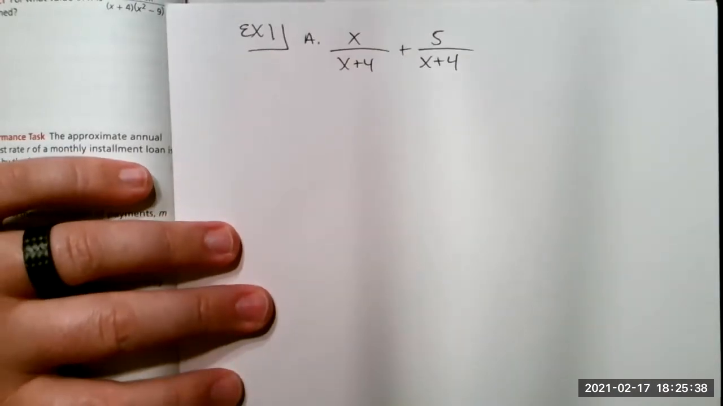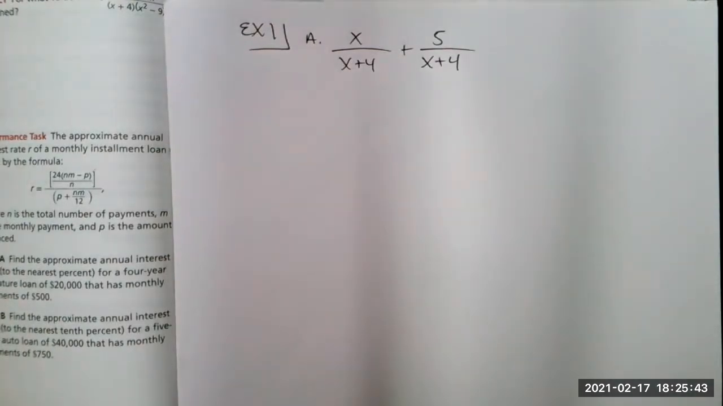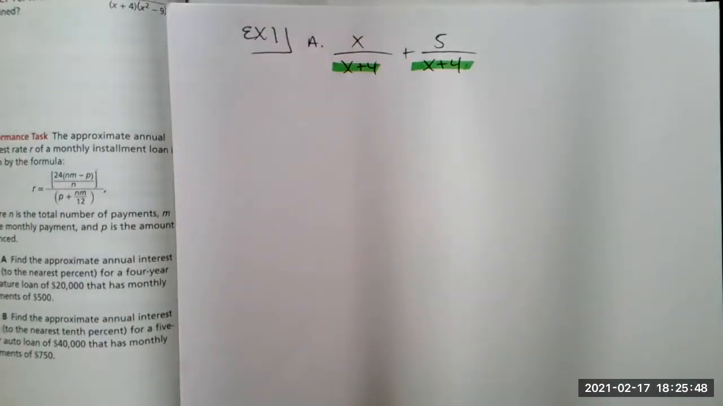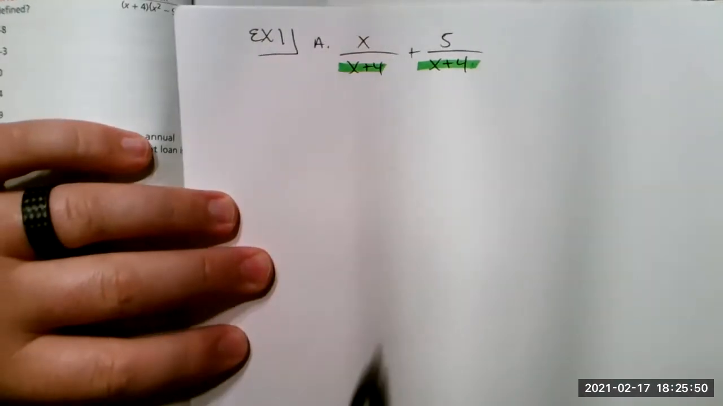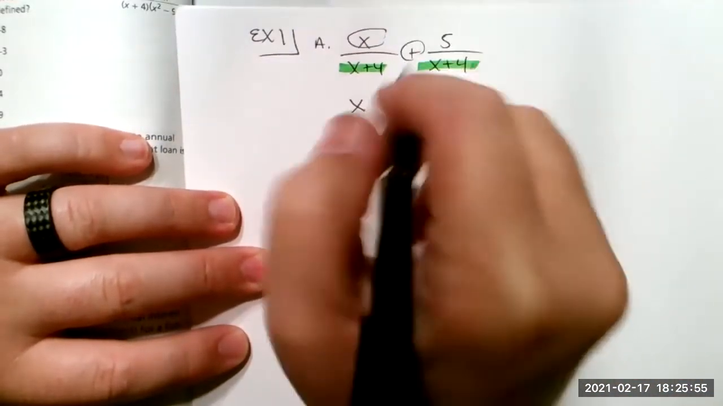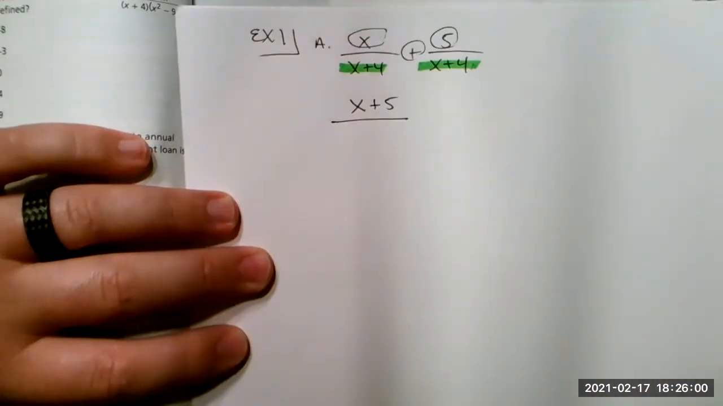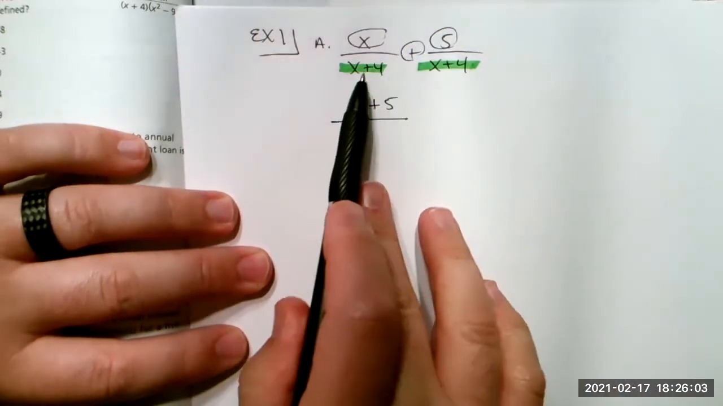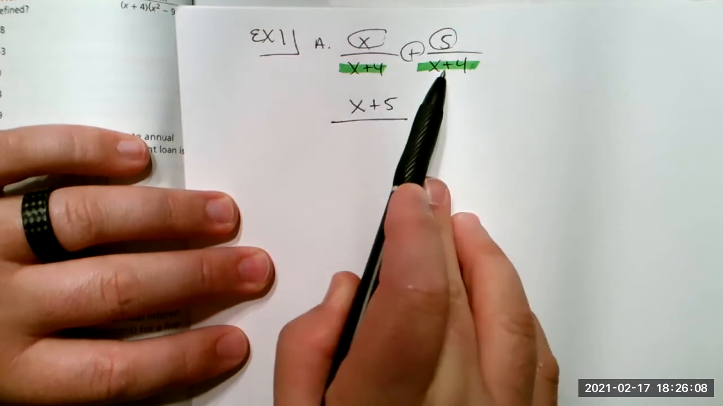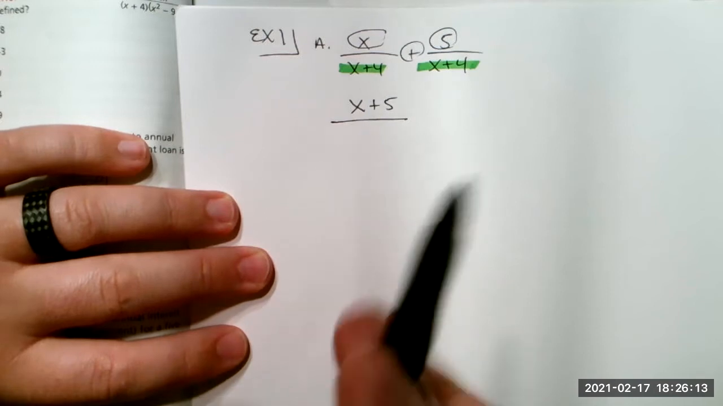All right. So like I said, our denominators are exactly the same. That's kind of what I'm looking at. So since they are exactly the same, I can go ahead and add my numerators. So I'm going to take the x, the plus, the 5, and that's all in my numerator. And then remember my denominators, if I'm taking something divided by x plus 4 and I'm adding something divided by x plus 4, it's going to give me a sum of something divided by x plus 4.